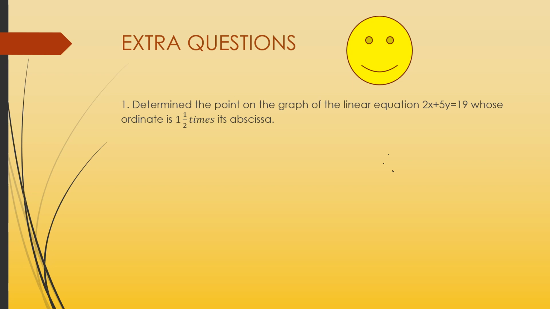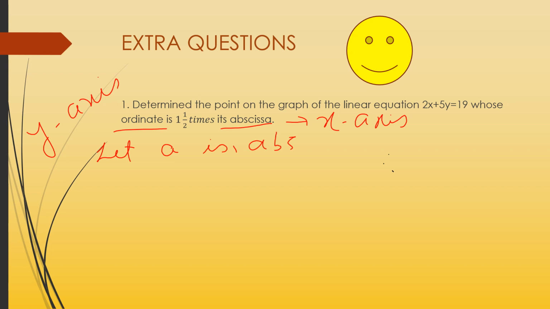of higher order. Determine the point on the graph of the linear equation 2x plus 5y equals 19 whose ordinate is 1.5 times its abscissa. Now do you remember the term ordinate? Yes. Ordinate is the value on the y-axis. And what was your abscissa? Yes, it was the value on your x-axis. So let a be your abscissa.